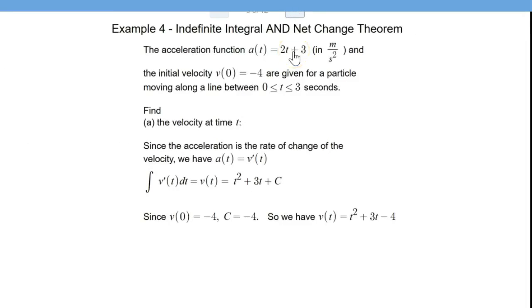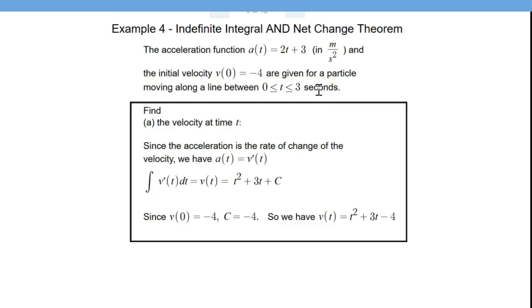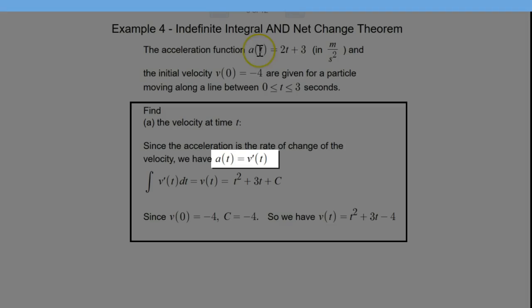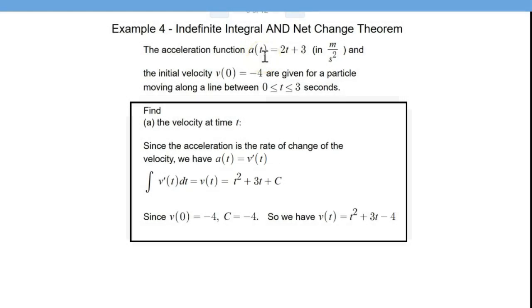In the next example, we're going to look at combining the indefinite integral and the net change theorem. We're given this acceleration function with an initial velocity, between t equals 0 and t equals 3 seconds. The first thing we're going to do is find the velocity at time t. Recall that the acceleration is the rate of change of the velocity, so we're going to take the indefinite integral of the acceleration function to find the velocity.